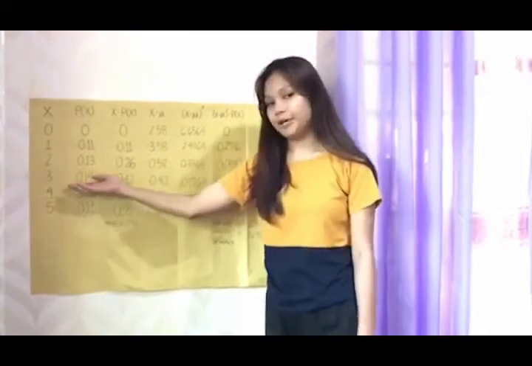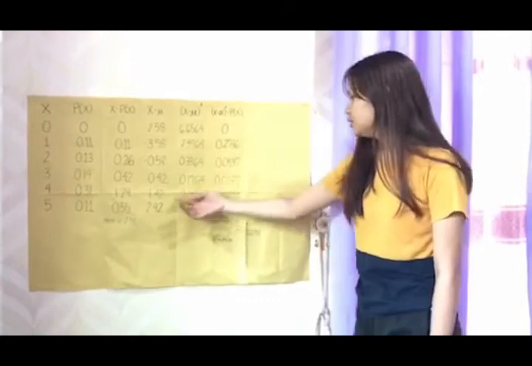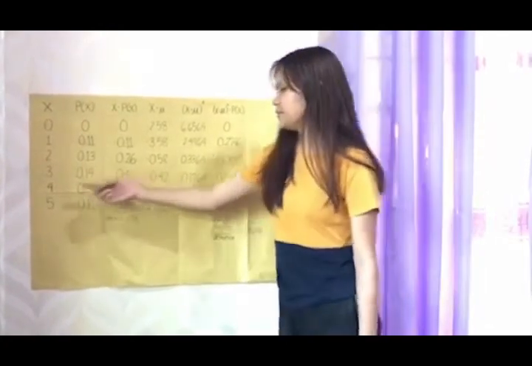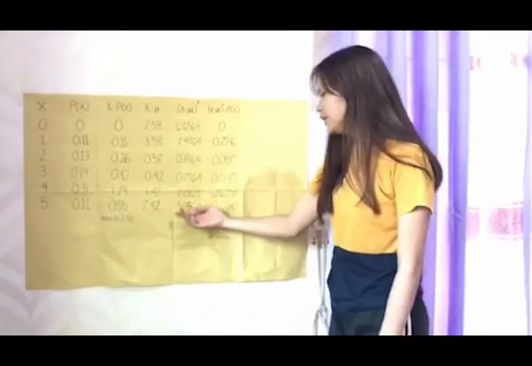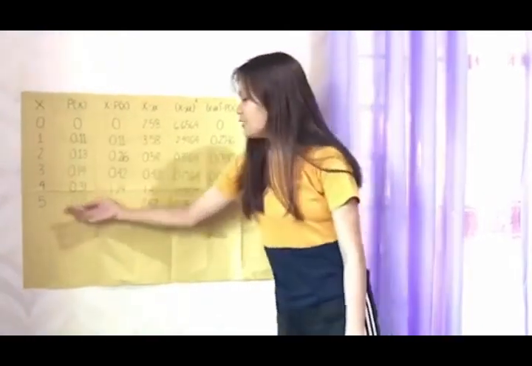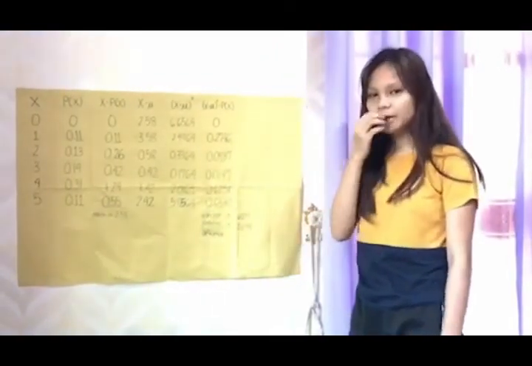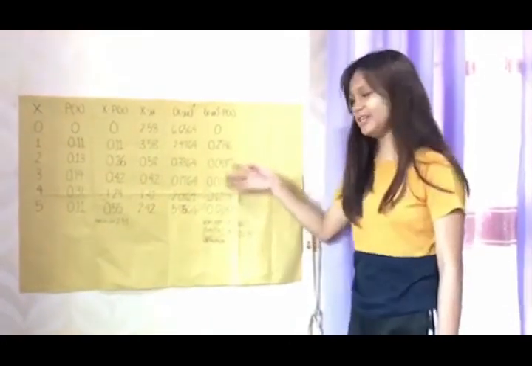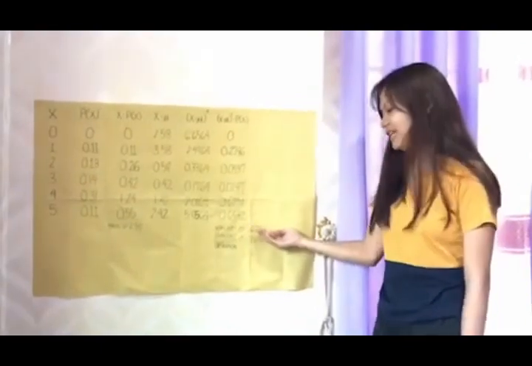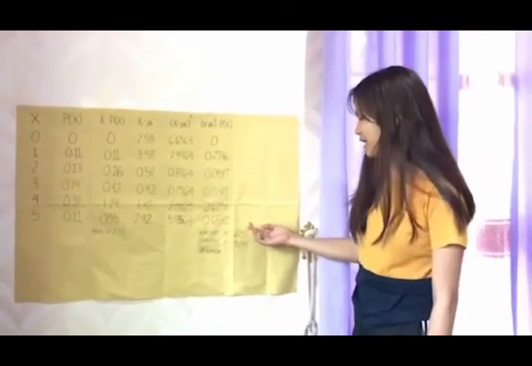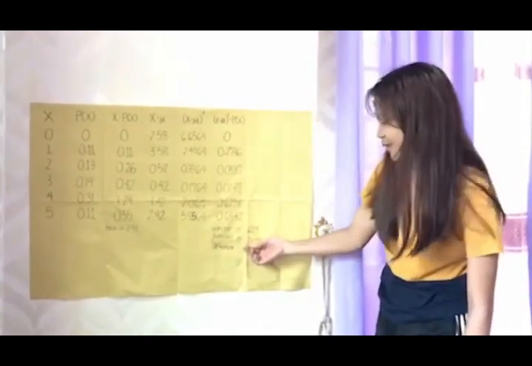0.1764 times 0.14 equals 0.0247. 2.0164 times 0.31 equals 0.6251. 5.8564 times 0.11 equals 0.6442. After getting all of the answers, we need to add all of them so that we can get the variance, which is 1.6123, and the square root of it is the standard deviation, which is 1.2698.